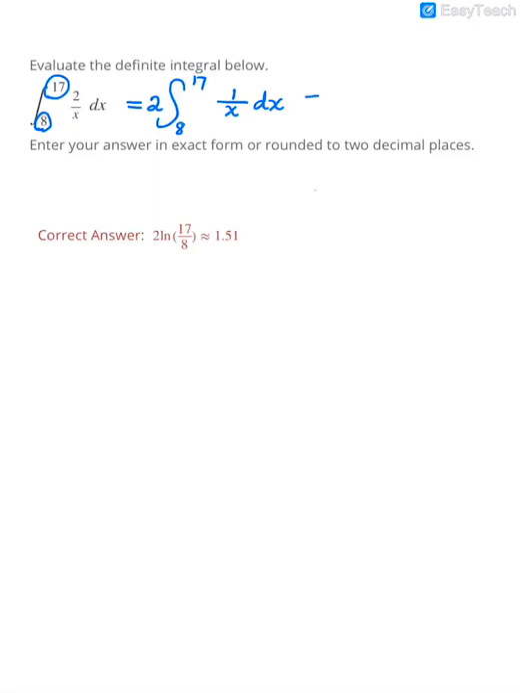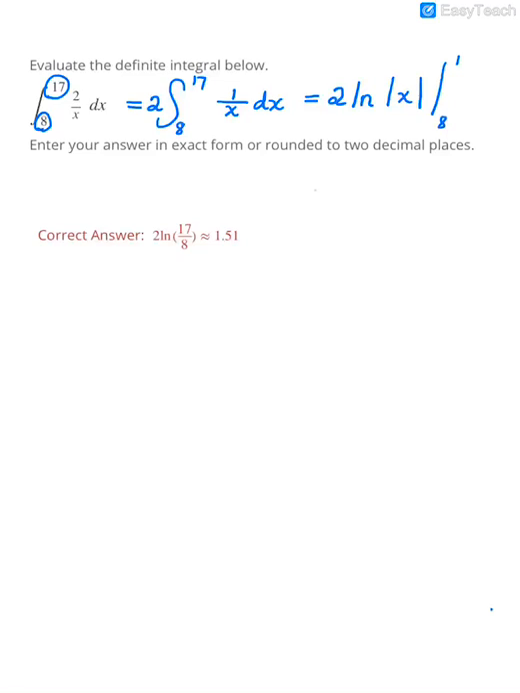If you remember, think about your derivative rules. It is the natural log of x that gives you 1 over x. So when we integrate, though, we say it's the natural log of the absolute value of x. Now, you cannot forget the 2 that was out in front. And again, we are evaluating that from 8 to 17.